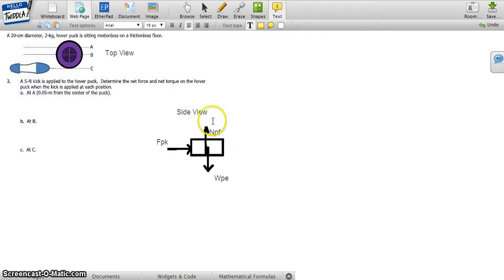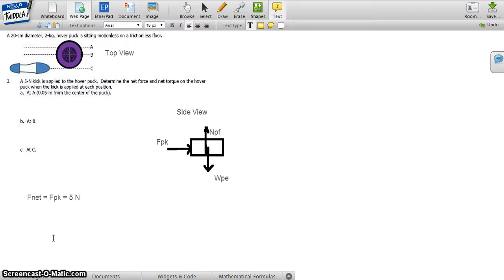I think it's pretty obvious that the net force for every one of these, A, B, and C, must be the same. These two forces here cancel out, the support force and the weight, so therefore the net force for all of them, I don't want to write it multiple times, but the net force for every one of them, F net, is going to be equal to the force on the puck from the kick, which is always 5 newtons. Always.